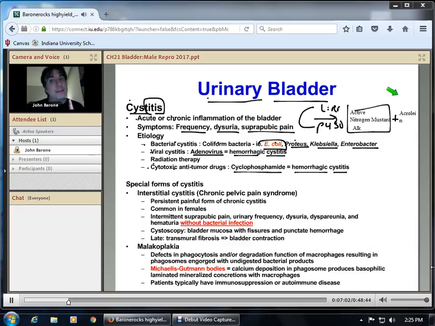So to prevent this, because doctor, do no harm. I don't want to put somebody on a drug and watch them pee blood. That's not cool. So we're going to give Mesna. Always give Mesna whenever I have to give high-dose cyclophosphamide.